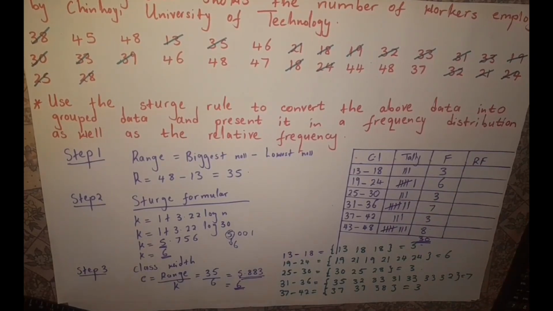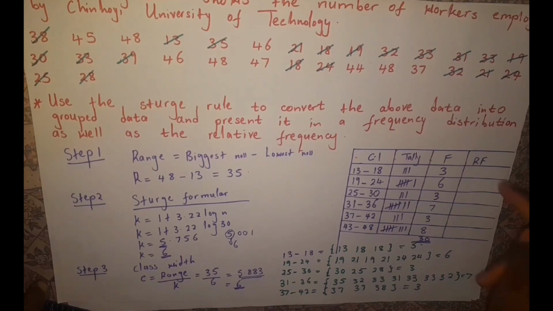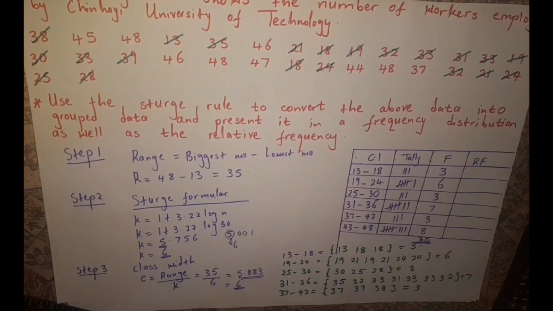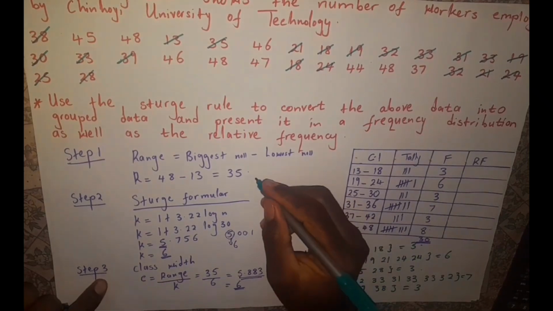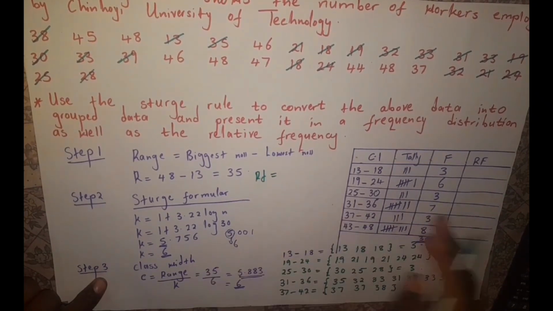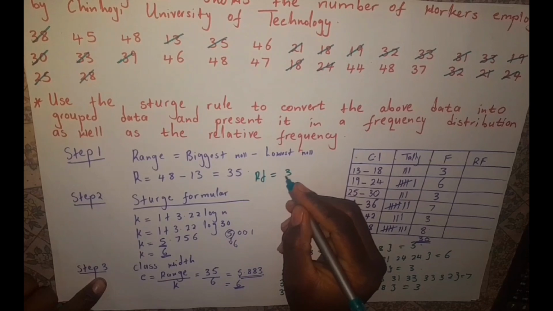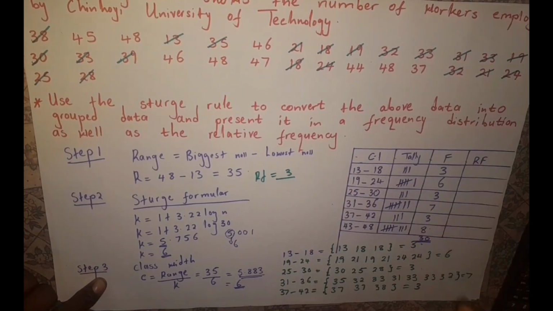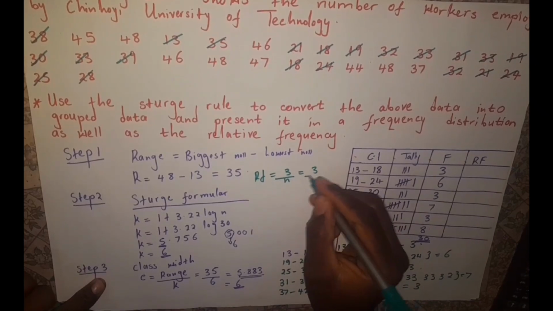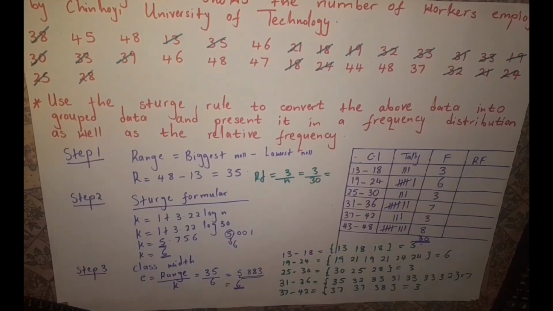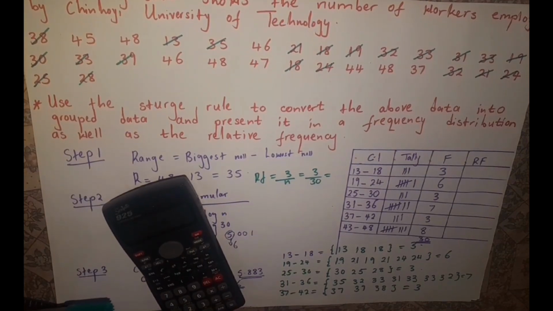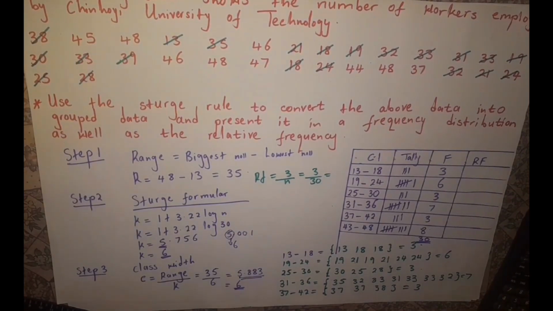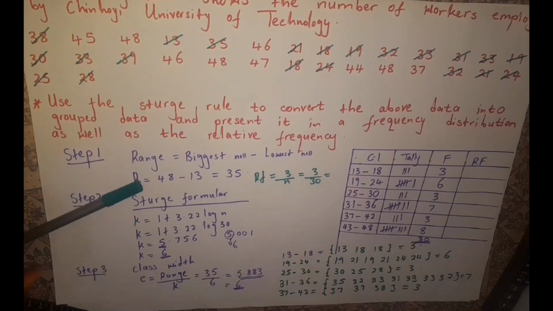And now we need to determine the relative frequency. How do we determine the relative frequency? The relative frequency is equal to the frequency divided by n. So we're going to say 3 divided by 30 to find the first relative frequency here. So if we say 3 divided by 30, we're going to get 0.1.